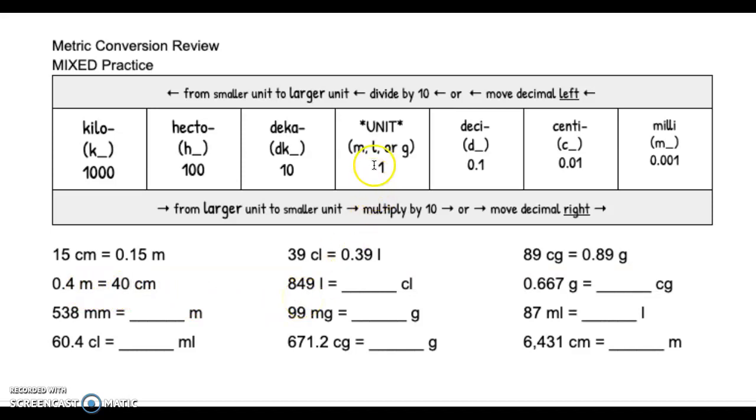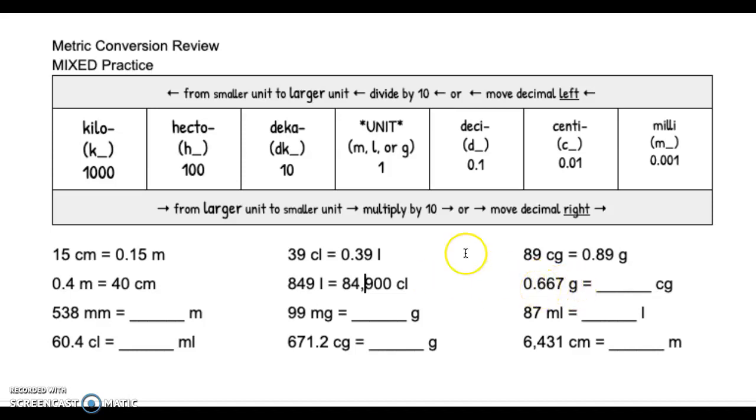849 liters to centiliters, 2 places to the right. This is my decimal point behind the 9. It's invisible. 2 places to the right, 84900. I put my comma in 3 places from the back. 84,900 centiliters.